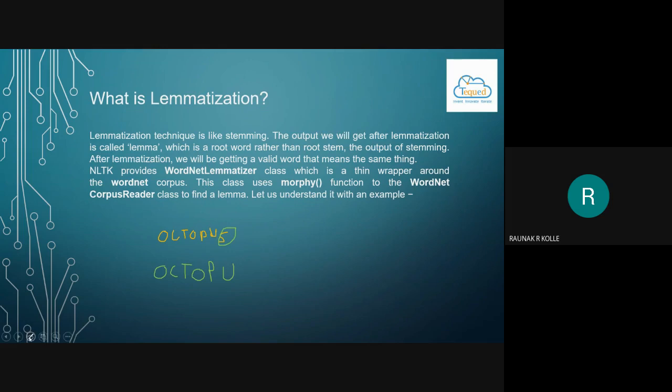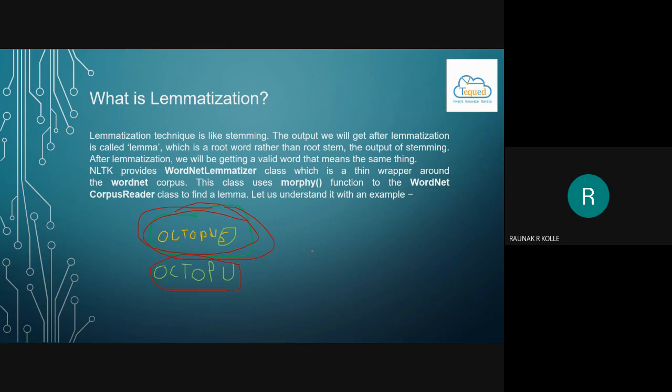Hence, through lemmatization, this entire word octopus will be the lemma. It will first look for this, make this the lemma, and search if such a word exists in the dictionary. But in the dictionary, there is no such word without the S after the U. There is an S in fact. Hence, this entire word will be taken as lemma.